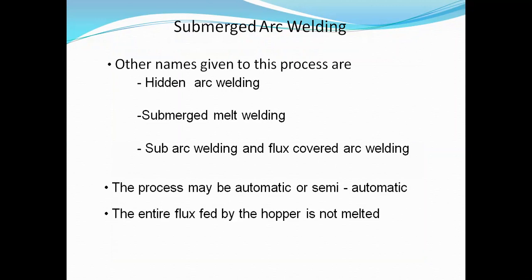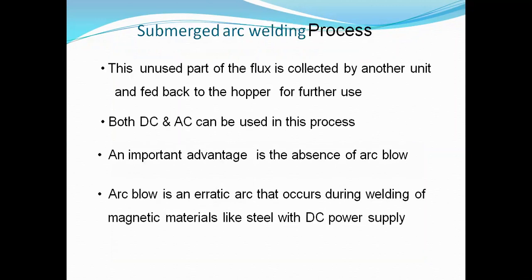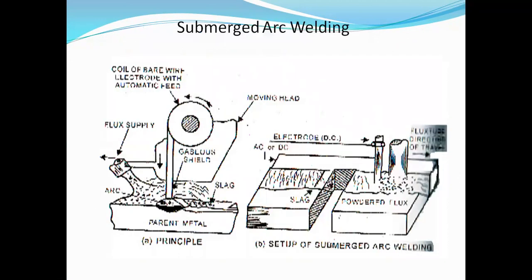The process may be automatic or semi-automatic. The entire flux fed by the hopper is not melted, and this unused part of the flux is collected by another unit and fed back to the hopper for further use. In this process, both DC and AC can be used. An important advantage is the absence of arc blow. Arc blow is an erratic arc that occurs during welding of magnetic materials like steel with DC power supply.